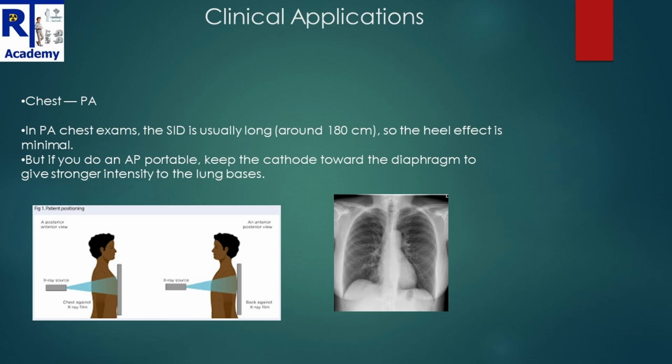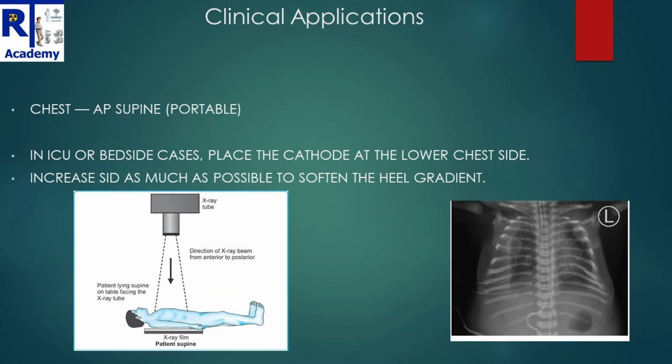15. Chest. Chest in PA. In PA chest exams, the SID is usually long, around 180 centimeters, so the heel effect is minimal. But if you do an AP portable, keep the cathode toward the diaphragm to give stronger intensity to the lung bases.